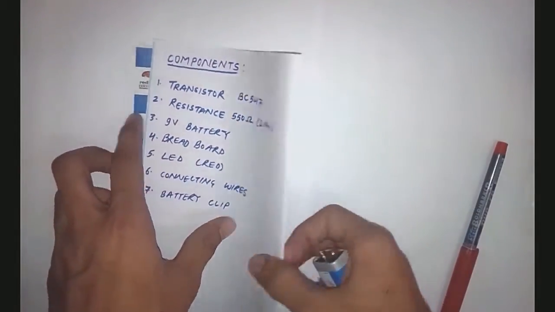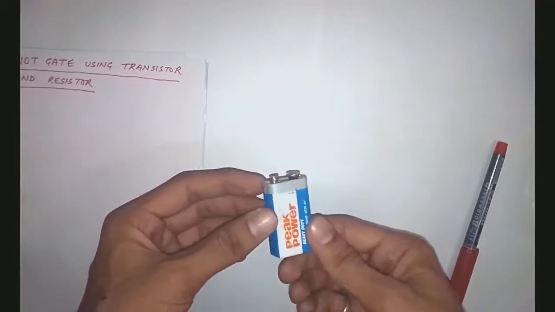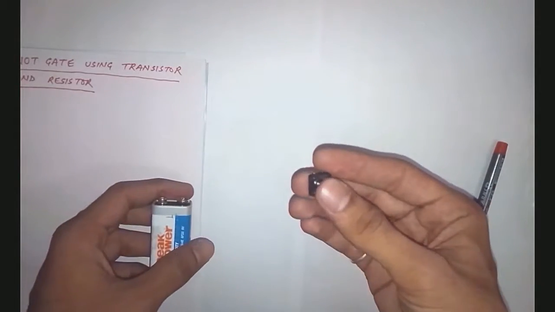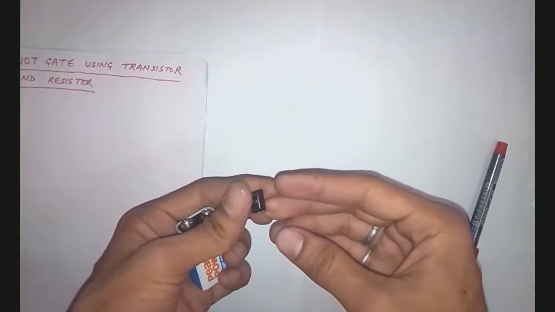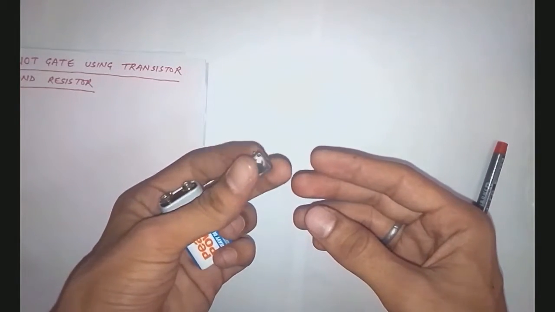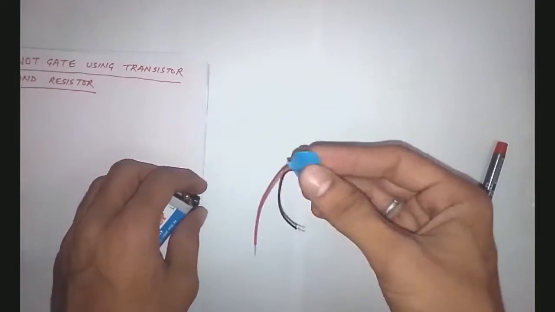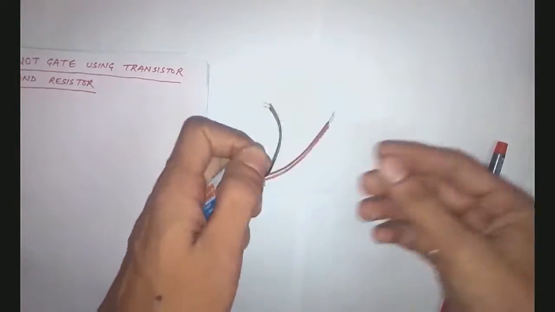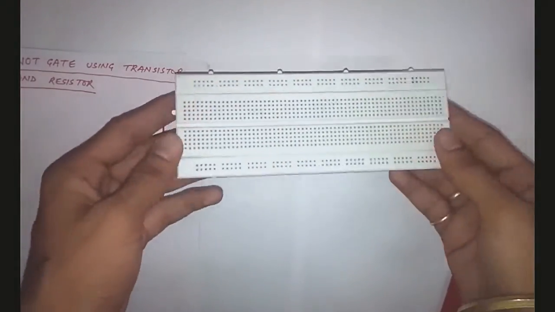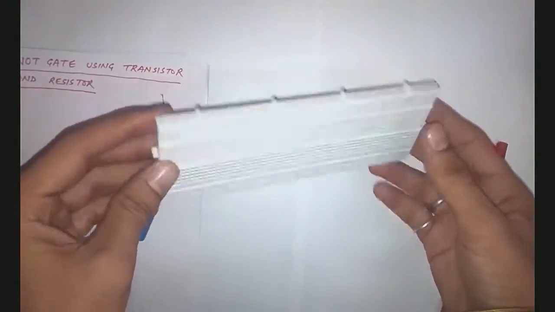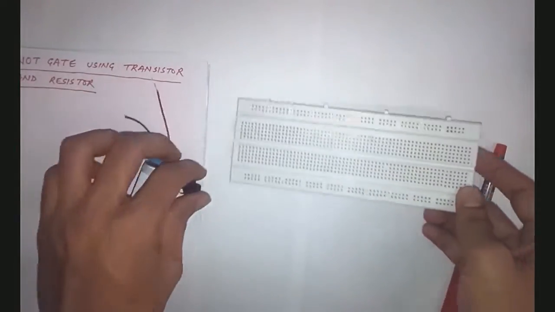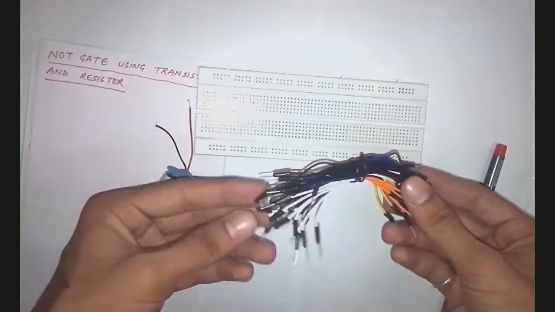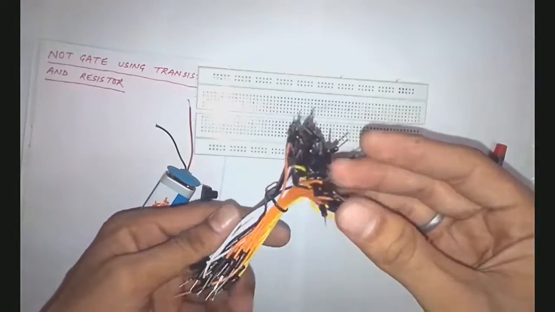So here is all the things. As we know, this is a 9-volt battery. I am using this to give the supply to the circuit. This is a push button which I am using to give the circuit 0 and 1 configuration. Here is a battery clip, which is joined to give the power supply to the breadboard. This is the breadboard on which we are going to implement our NOT gate. You can find these things from any electronic shop. And some connecting wires especially made for breadboard.